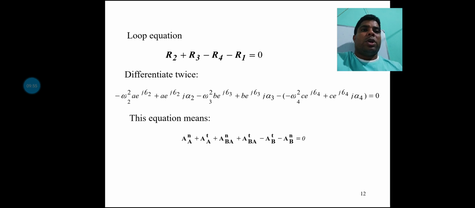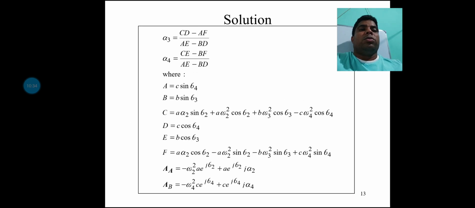For the loop equation, R2 plus R3 minus R4 minus R1 is equal to 0. Now differentiate twice. After differentiating twice, we can get the equations, and this equation may be in this form: A to the power n plus A to the power t plus AB A to the power n plus AB A to the power t minus AB to the power t minus AB to the power n, that is equal to 0.